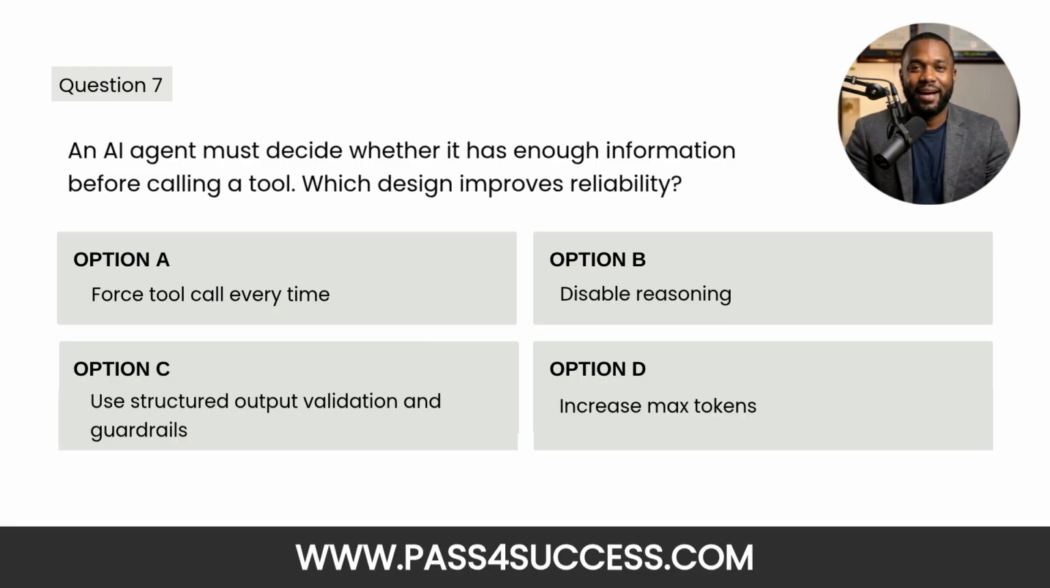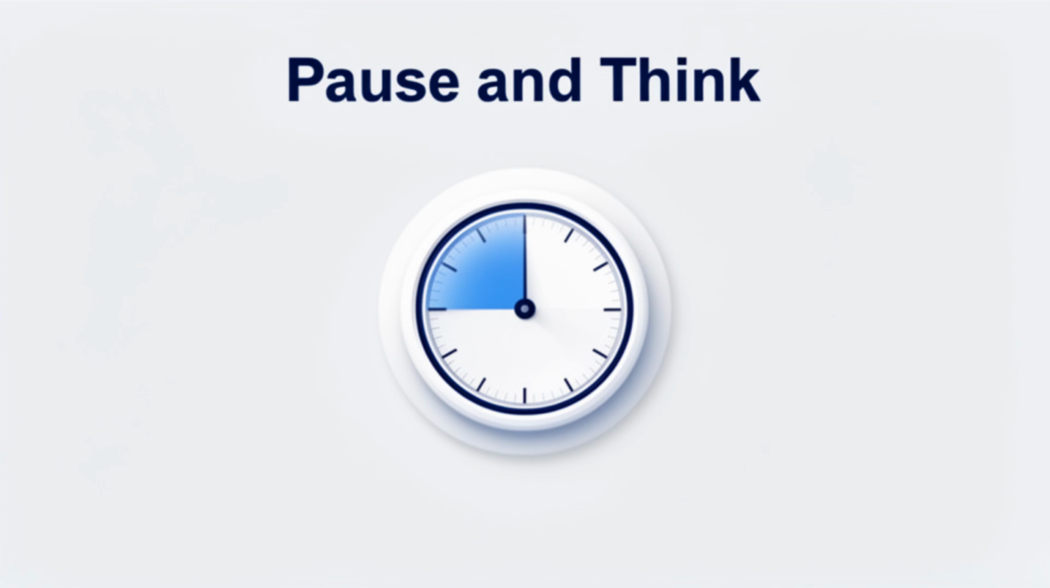Question 7. An AI agent must decide whether it has enough information before calling a tool. Which design improves reliability? A. Force tool call every time. B. Disable reasoning. C. Use structured output validation and guardrails. D. Increase max tokens. Pause for 5 seconds.